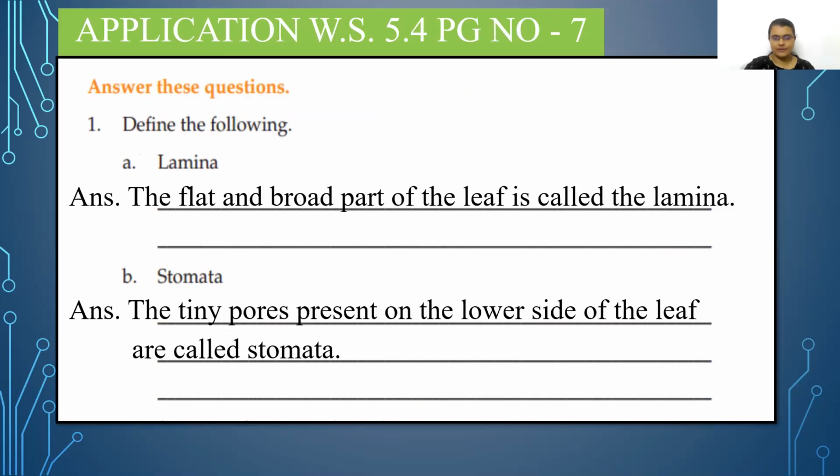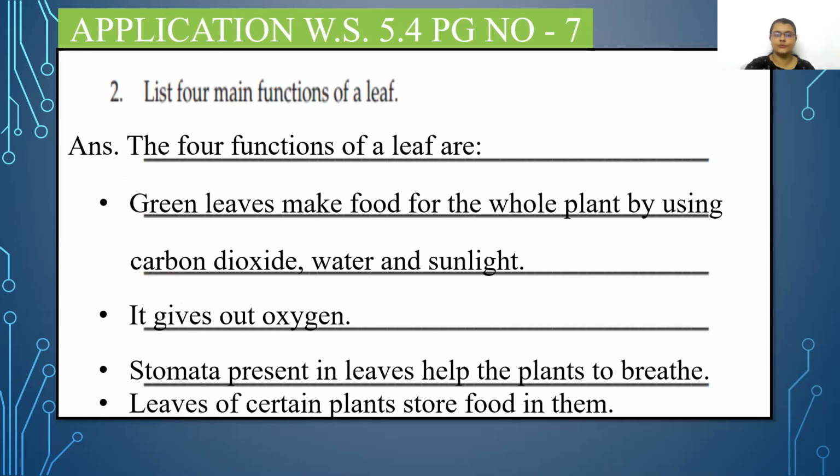B. Stomata. We all know about this, children. The tiny pores present on the lower side of the leaf are called stomata. Now let's move to the second question. List 4 main functions of a leaf. The 4 functions of a leaf are: green leaves make food for the whole plant by using carbon dioxide, water and sunlight. It gives out oxygen. Stomata help the plant to breathe, right? Leaves of certain plants store food in them.